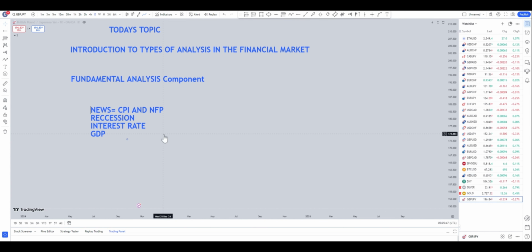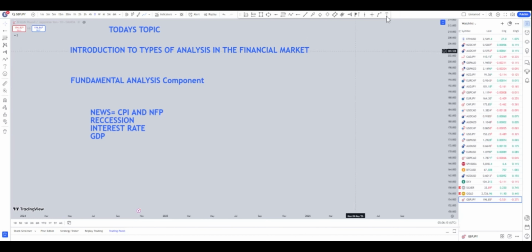So let's talk about the other term, which is sentimental analysis. Now, most traders make use of technical analysis and fundamental analysis a lot, and most of them forget about sentimental analysis. So when making use of your analysis, please make sure you make use of not only your technical analysis or your fundamental analysis, you also make use of your sentimental analysis.